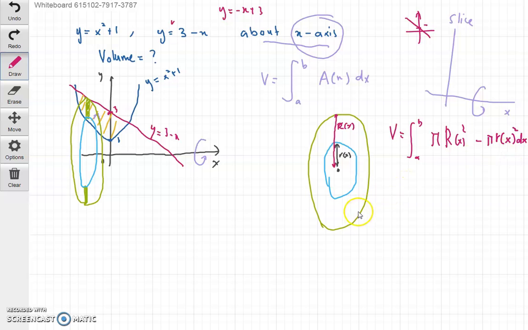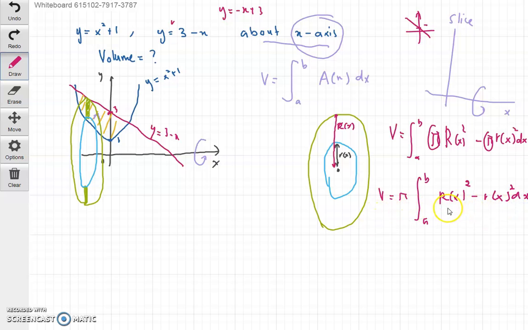With respect to x. Okay, since we have the common value of pi there, I think it's better for us to put it outside, because our concern is on the part of the variable x, which will be the integral of the big R of x squared minus the small r of x squared dx.